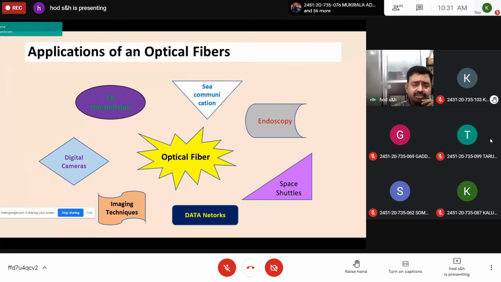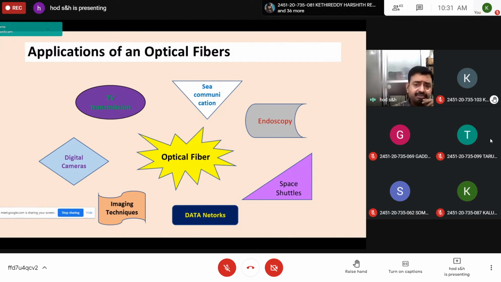And sea communication also. I think last year one optical fiber cable was put under the sea between Andaman Nicobar and Chennai, around 2000 kilometers it seems. That optical fiber connects India digitally. Andaman and Nicobar belongs to India only. So I think last year it was installed and inaugurated by our Prime Minister.